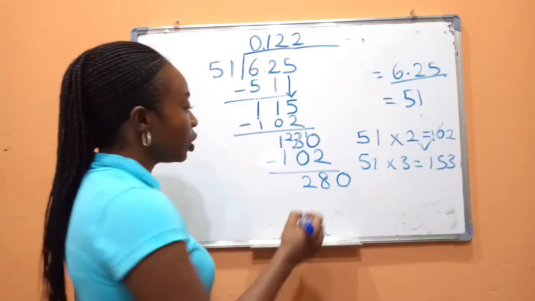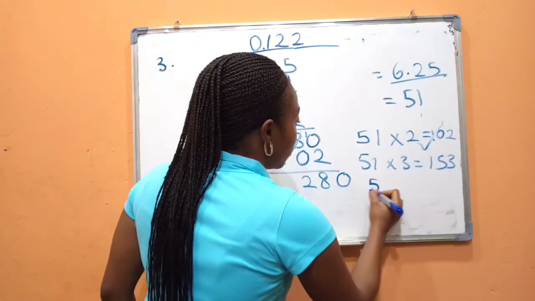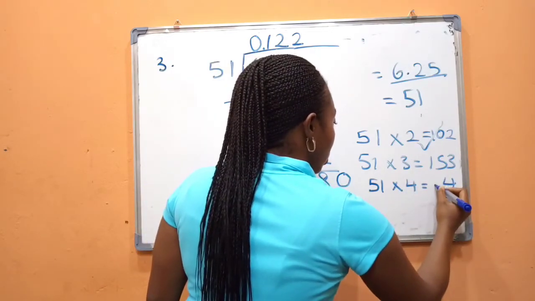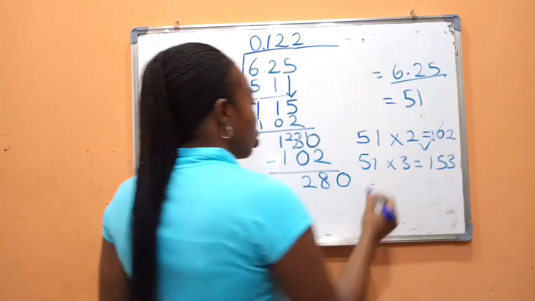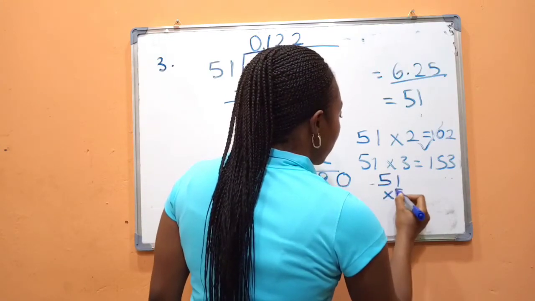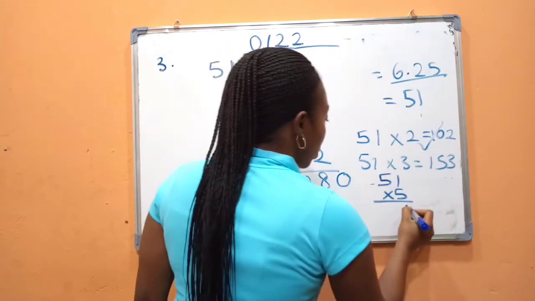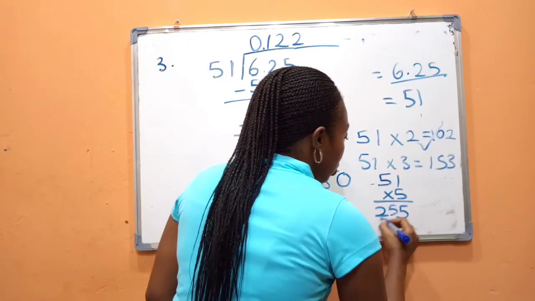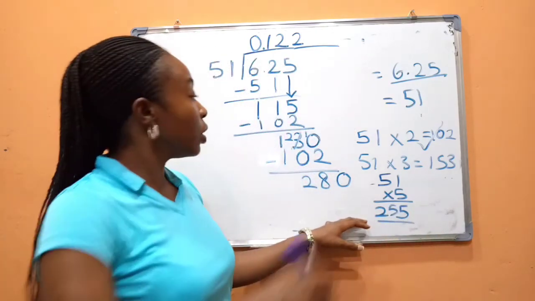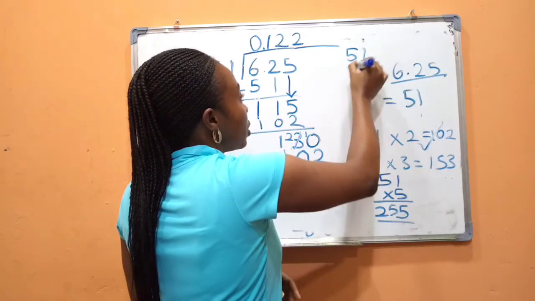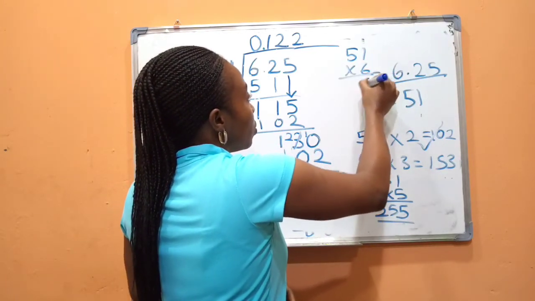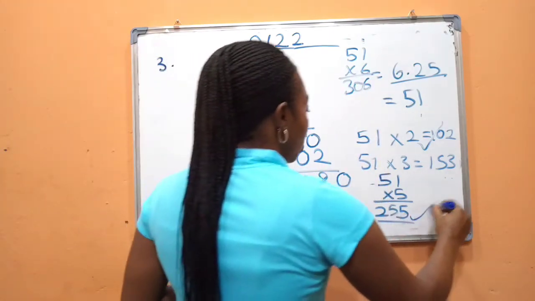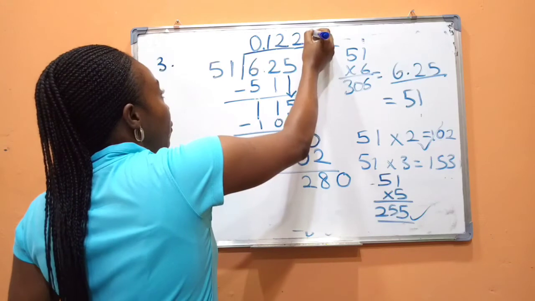We're going to have, let's try it out. We're going to have 51 times 4. That gives us 204. So 51 times 5 gives us 5 times 1 gives us 5. 5 times 5 gives us 25. That's 255. So let's try 51 times 6. Wow, this gives us more than the number, so definitely we are going with 5. So we're going to have 5 here.